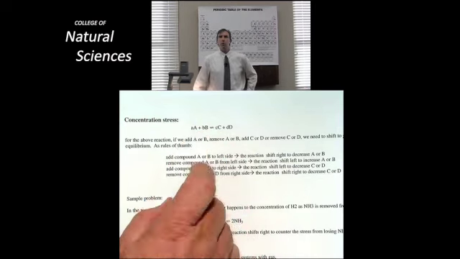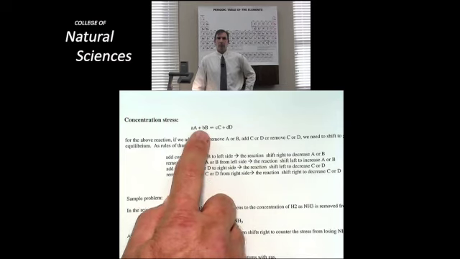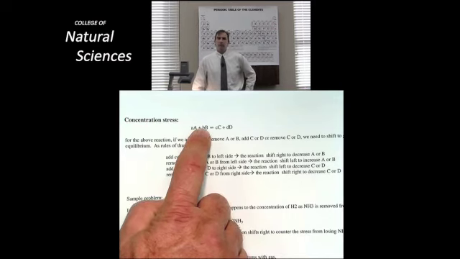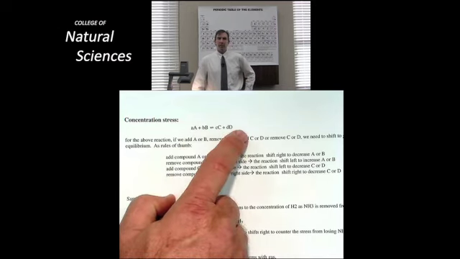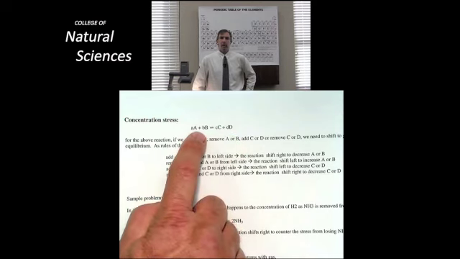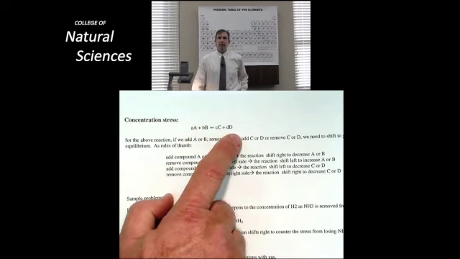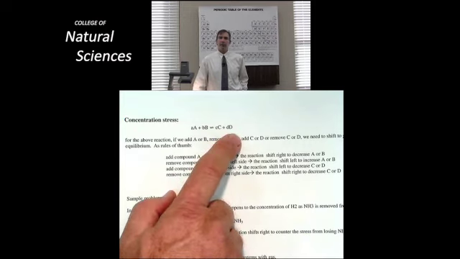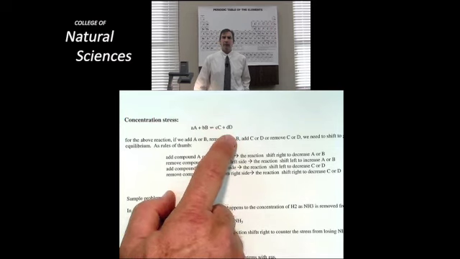Suppose I remove A and B. The reaction says I don't want to remove A and B, so I need to add A and B internally. The only way I can do it is by shifting to the left, so the C and D goes down and the A and B can come up. And finally, I remove C and D. The reaction says I don't want to remove C and D. I'm going to add C and D by shifting to the right to fight that stress. I increase the amount of C and D, and I reduce the amount of A and B.